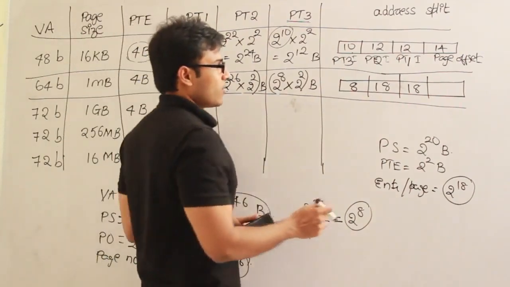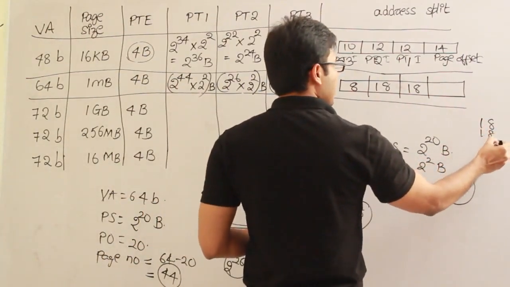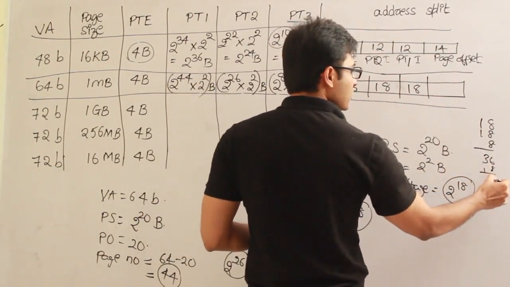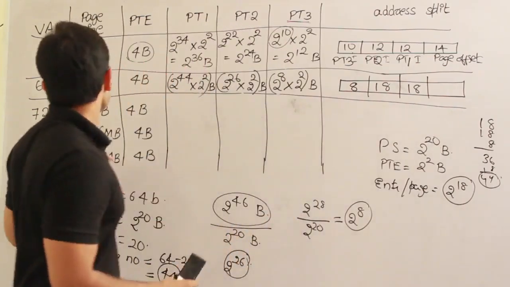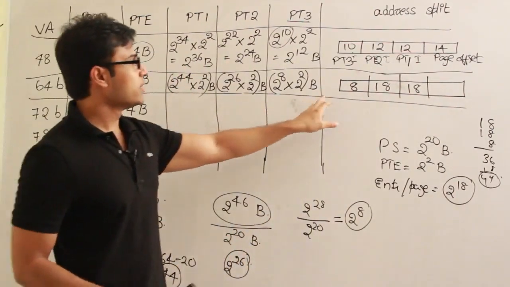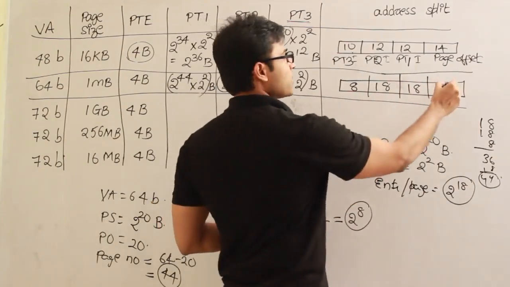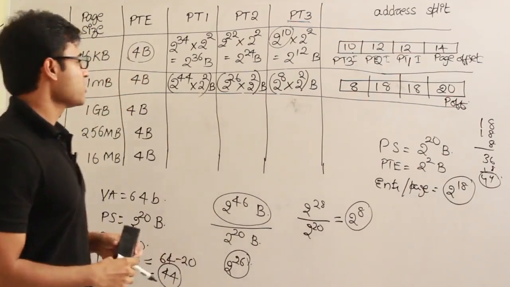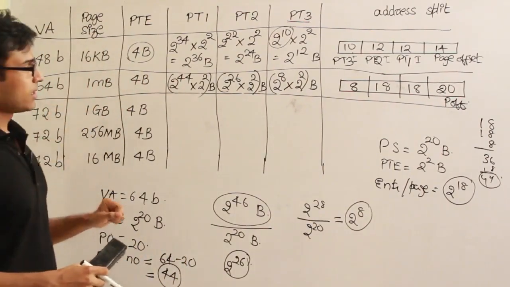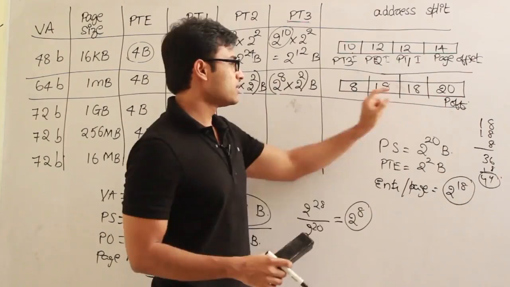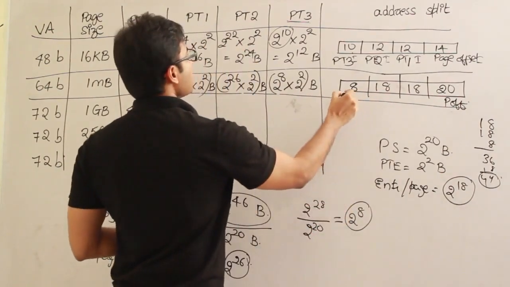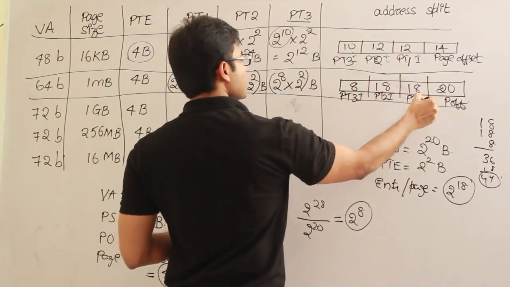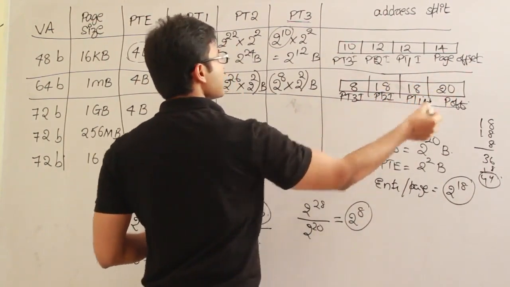Now add them all. One is 18, another is 18, and the other is 8. So 18 plus 18 is 36, and 36 plus 8 is 44, right? So 44 is filled up. The total address is 64, therefore the remaining bits are 20. So 20 is going to be the page offset. It is right because the page offset has to be 20 bits since the page size is 1 MB. Then this one is going to be the page table 3 index, this one the page table 2 index, and this one the page table 1 index. This is how we can split the address.